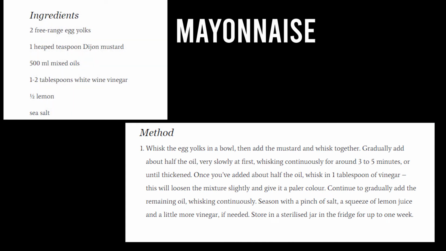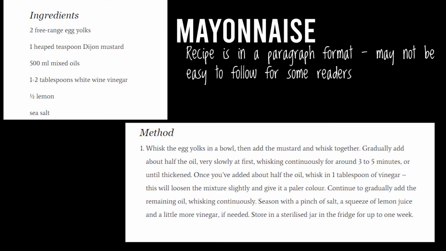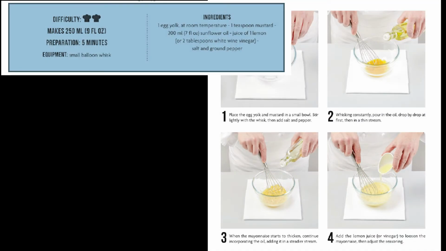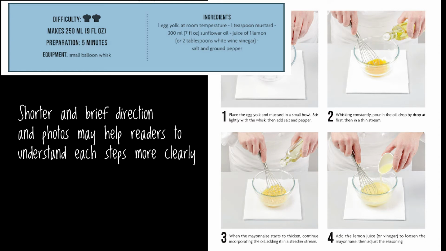In this example, the direction is quite specific, but the instruction itself is in one long paragraph. Let's look at another example of mayonnaise recipe. In this example, the instructions are split into steps with photos. Which one do you think is easier to follow?